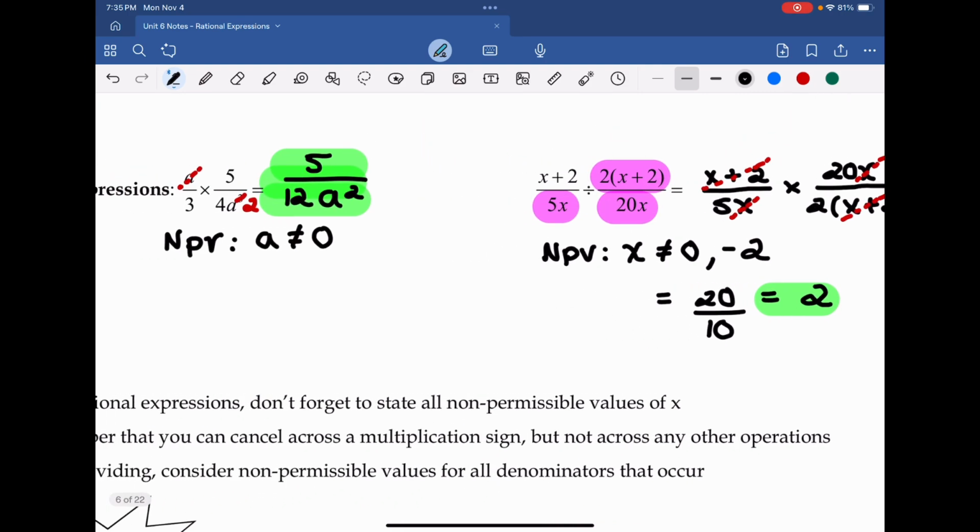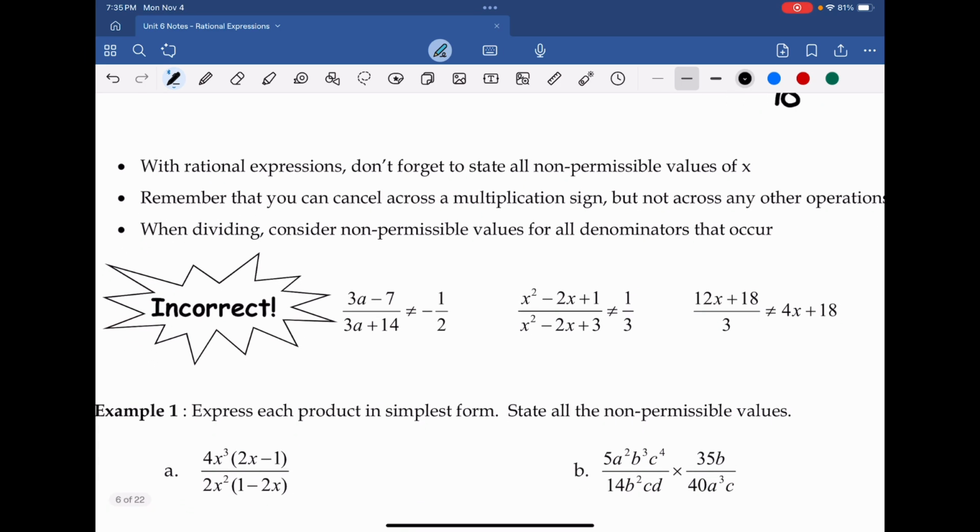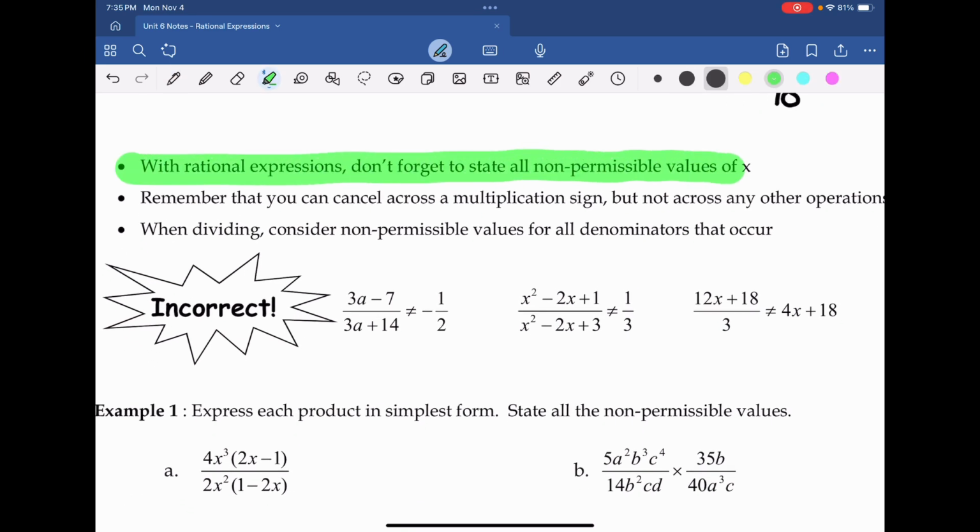Okay, now again, NPV is very, very important. Before you do any sort of cancellation, make sure you state your NPVs. With rational expressions, don't forget to state your non-permissible values, and more importantly, all your non-permissible values. That is the number one thing I would get you to highlight throughout this unit, because realistically, it's half the problem. Stating these NPVs demonstrates that you understand that there are gaps in the graph or gaps in the data at these x values.